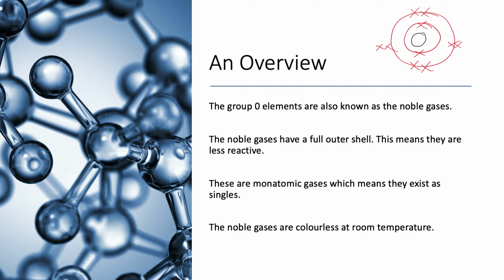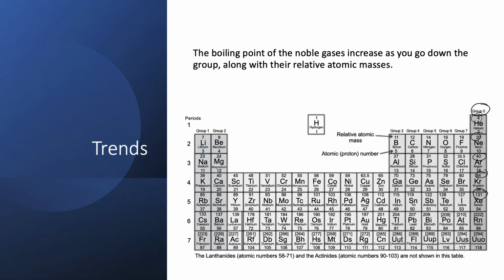Now looking at some of the trends in the group. The boiling point of the noble gases increases as you go down the group, along with their relative atomic masses. So here's a copy of the periodic table. The group 0 elements, or the group 8 elements, as you go down, the boiling point increases. So krypton, for example, will have a higher boiling point than neon.